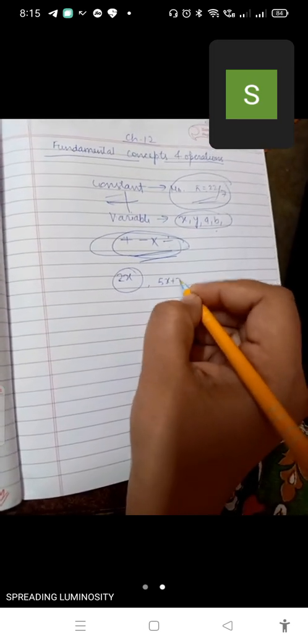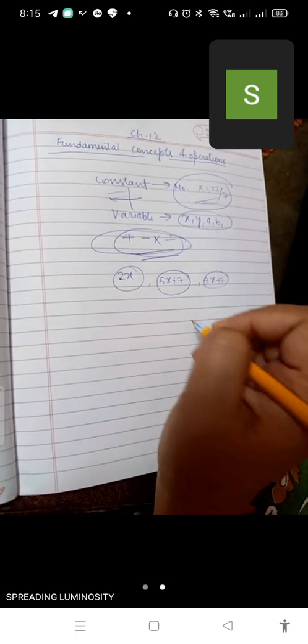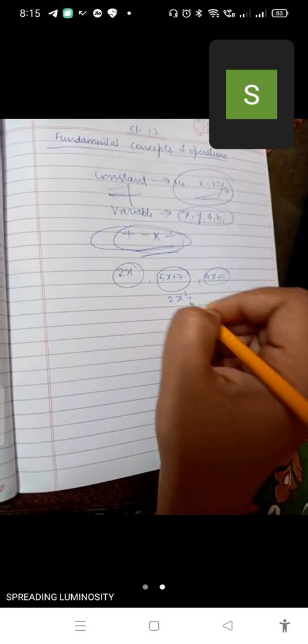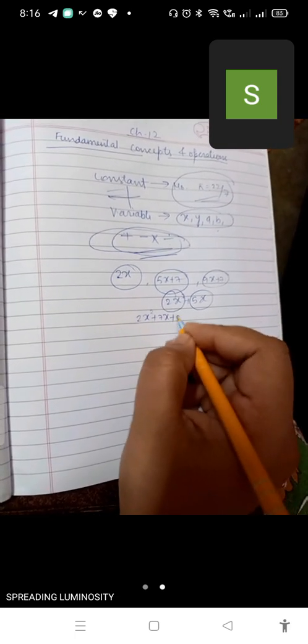Yes, ma'am. When the constant and variable has only one term, then it is called monomial. When it has two terms, then it is called binomial. For example, if it is only 2x, then it has only one term, monomial. If it is 5x plus 7, two terms, binomial. 9x plus 7, two terms. 2x square plus 5x, two terms, binomial. 2x cube plus 7x plus 9, three terms, trinomial.